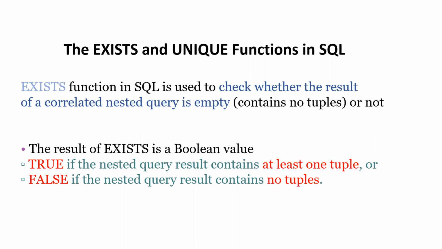The result of an EXISTS function is a Boolean value, which can be either true or false. It is true if the nested query result contains at least one tuple. An EXISTS function returns false if the nested query contains no tuples.